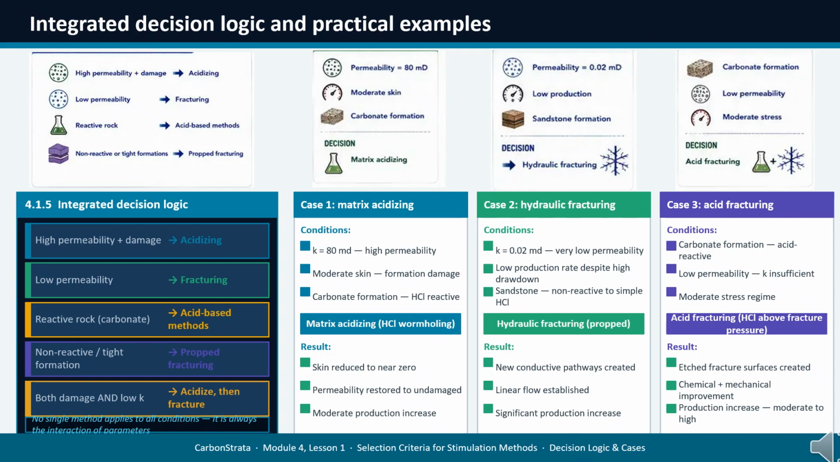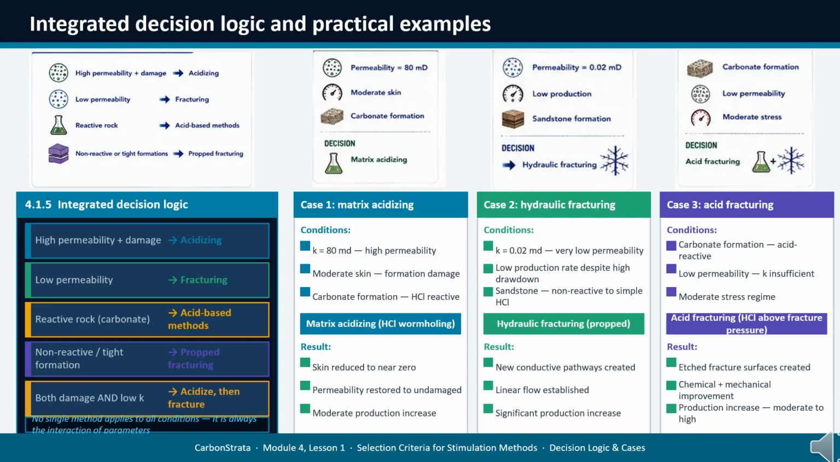Now combine the 3 filters. High permeability with damage present. Restore flow. Acidizing is sufficient. Low permeability. Create flow. Fracturing is required. Now combined case. Damage and low permeability together. If you fracture without removing damage, the fracture operates under restriction. If you only acidize, you remove damage, but flow is still limited. So the sequence becomes critical. Remove damage first, then create flow.